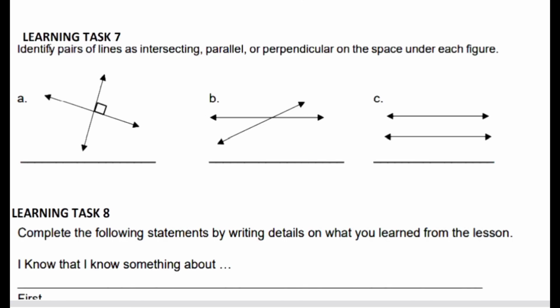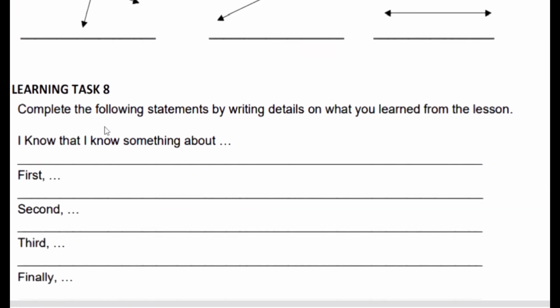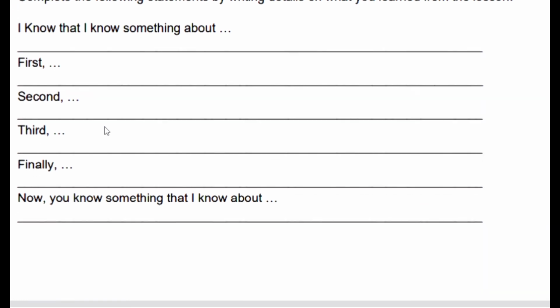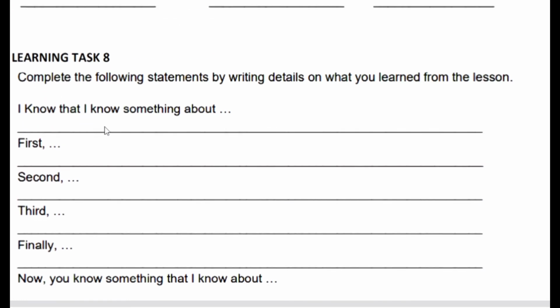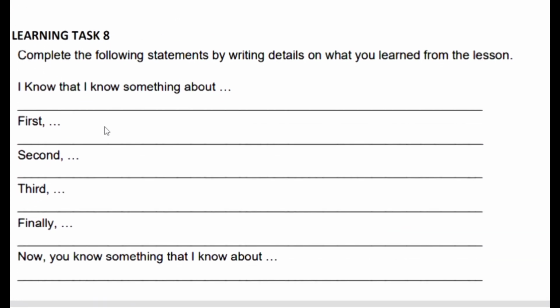So for the learning task 7, identify the pairs of lines as intersecting, parallel, or perpendicular on the space under each figure. So you will just identify if this is parallel, intersecting, or perpendicular line. And lastly, we have the learning task 8. So complete the following statements by writing details on what you have learned from the lesson. That's all.